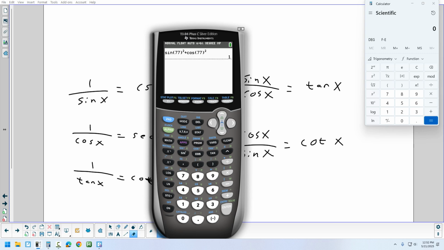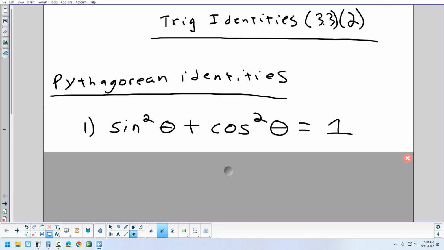Let's pick one other number. 108. So I'm going to take the sine of 108. I'm going to square it. I'm going to take the cosine of 108, and I'm going to square it. And I get 1 again. So it doesn't matter what number you fill in. If you take the sine squared plus the cosine squared, you will always get 1.